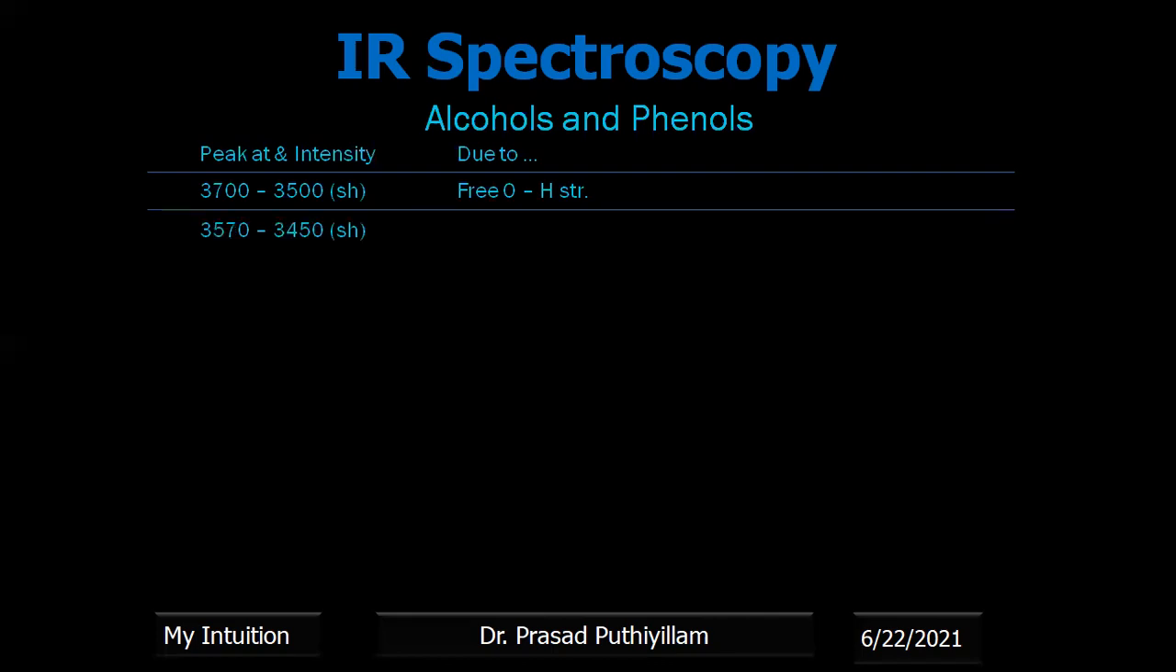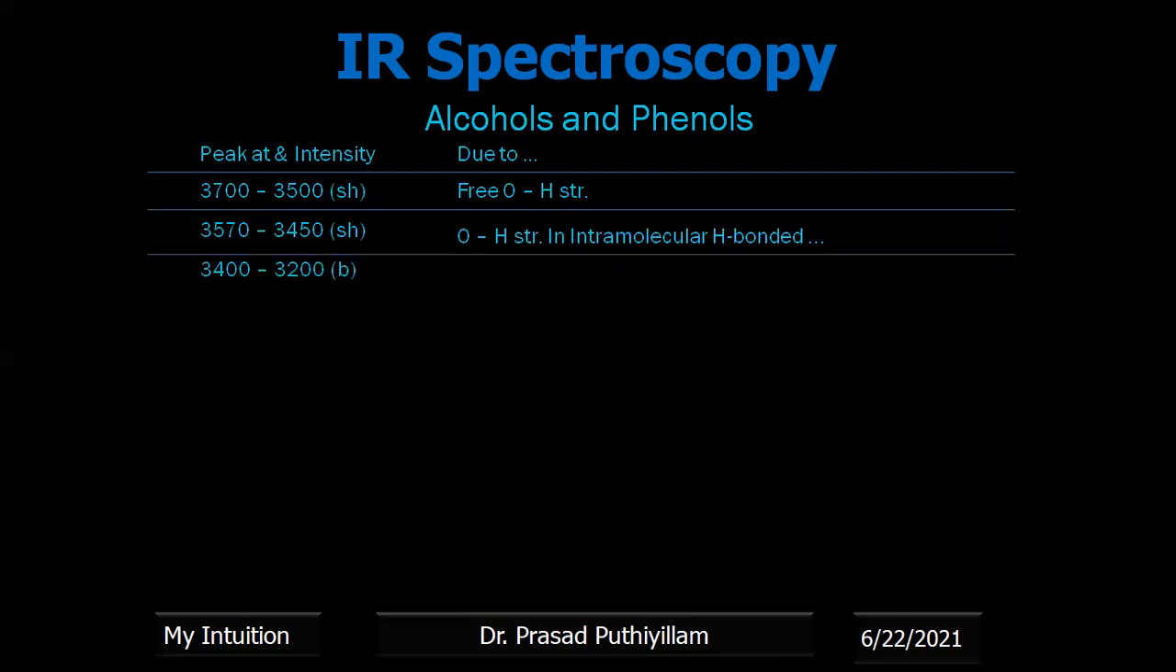It may be intermolecular hydrogen bonding or intramolecular hydrogen bonding. Those were explained in my previous video. Please watch that video to understand that one. So here we are only giving the characteristic absorption frequencies for comparison. Okay, so due to intramolecular hydrogen bonding, the OH stretching is obtained around 3570 to 3450.